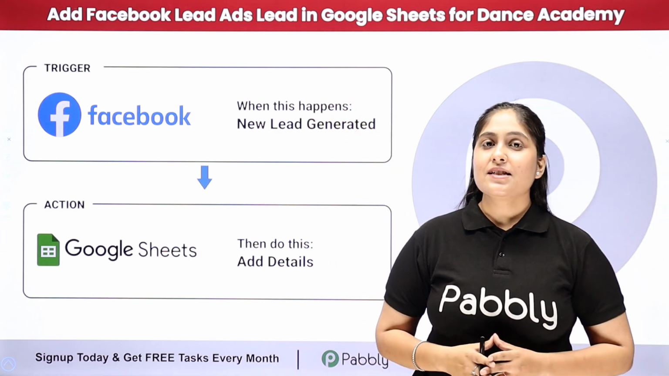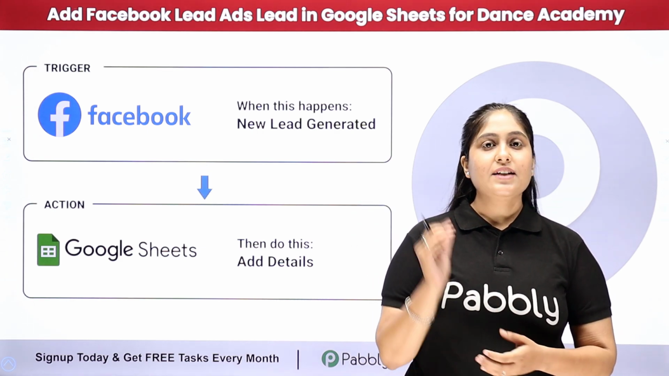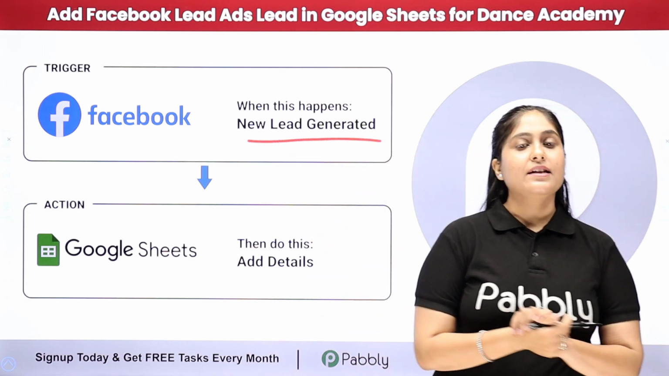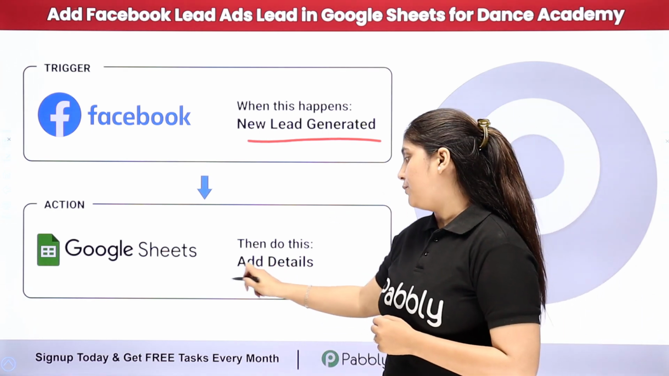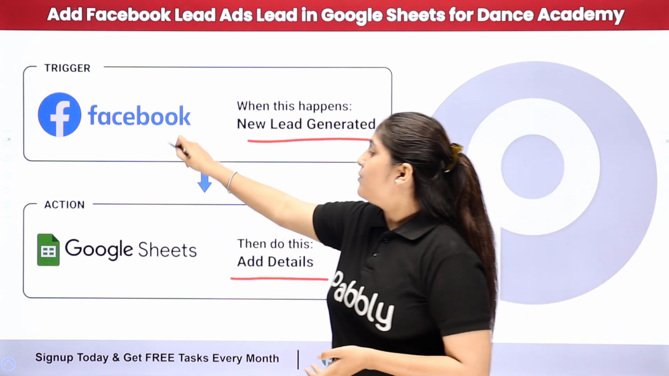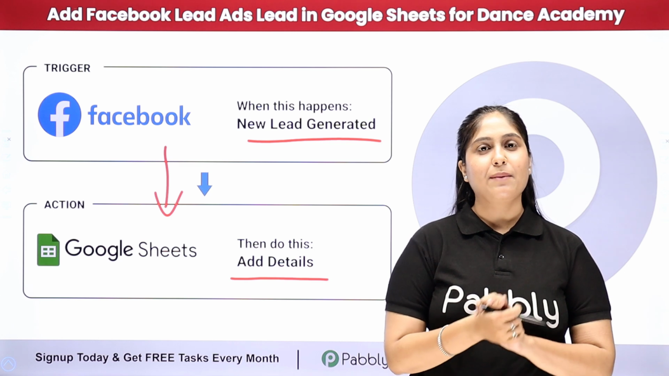So as the owner of a Dance Academy, I am running some Facebook lead ads. And my objective is that whenever I receive a new lead through my Facebook lead ads, I automatically want to add the lead details to my Google Sheets as a new row. So to automate the entire process, I need to connect my Facebook lead ad with my Google Sheets using an automation software named Pabbly Connect.